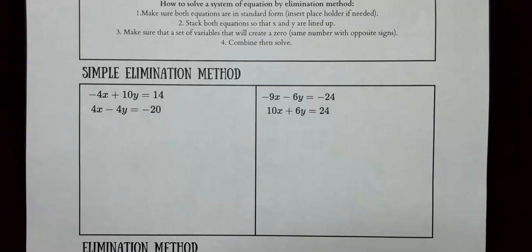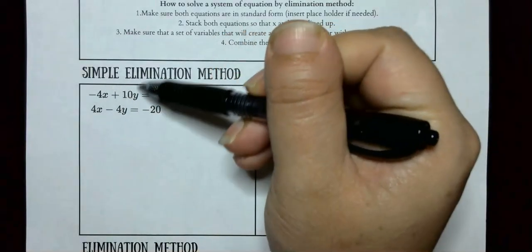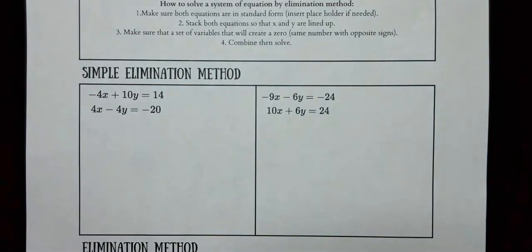And then once we do that, we'll combine like terms. We should be able to solve for one variable and then use algebra to go back, plug it in, and find the missing variable. So with that being said, let's go ahead and look at our first example.